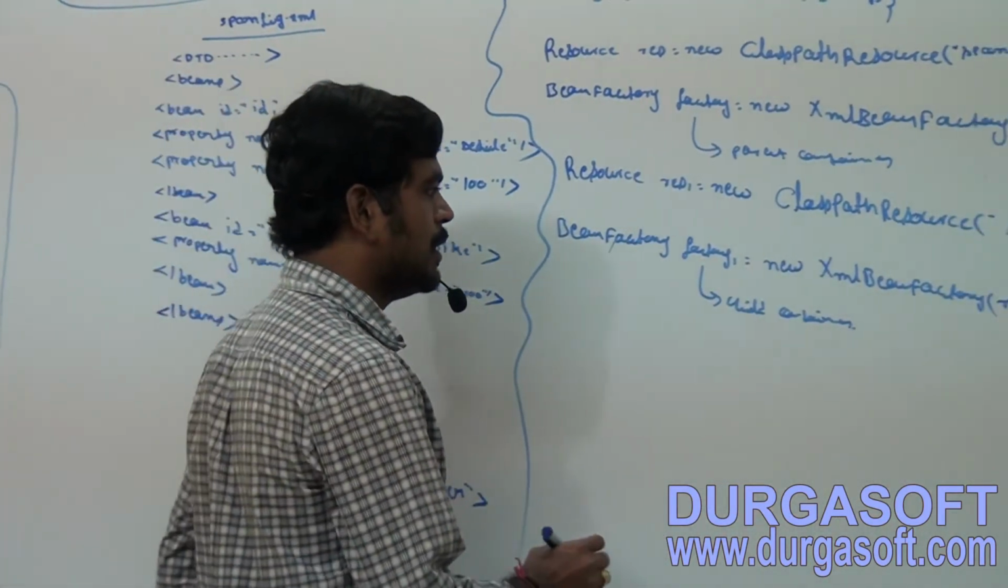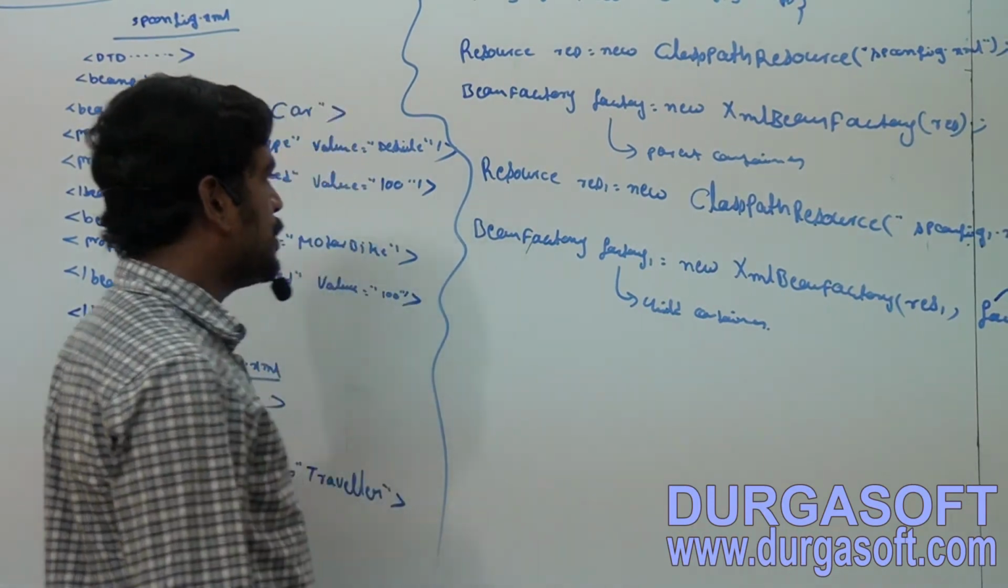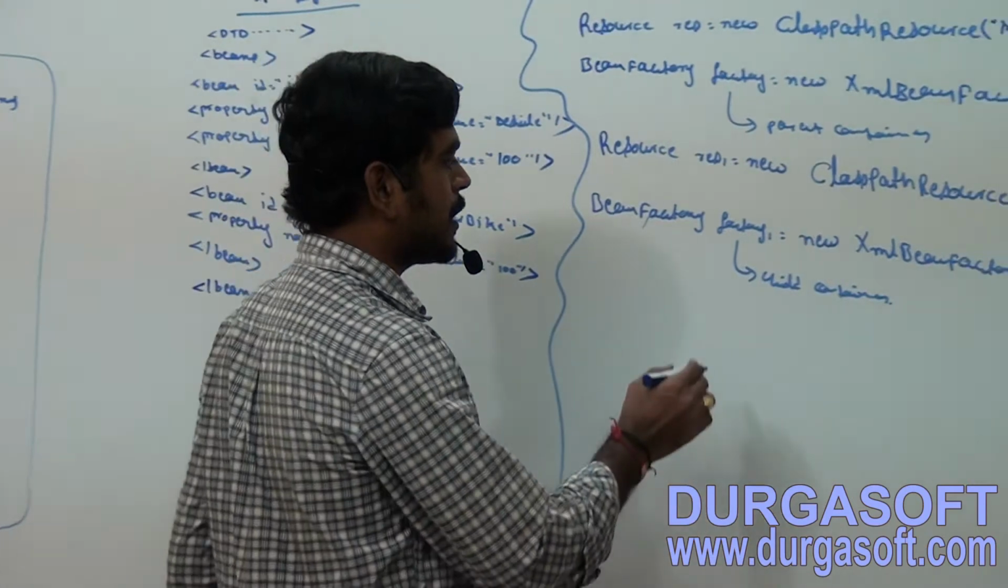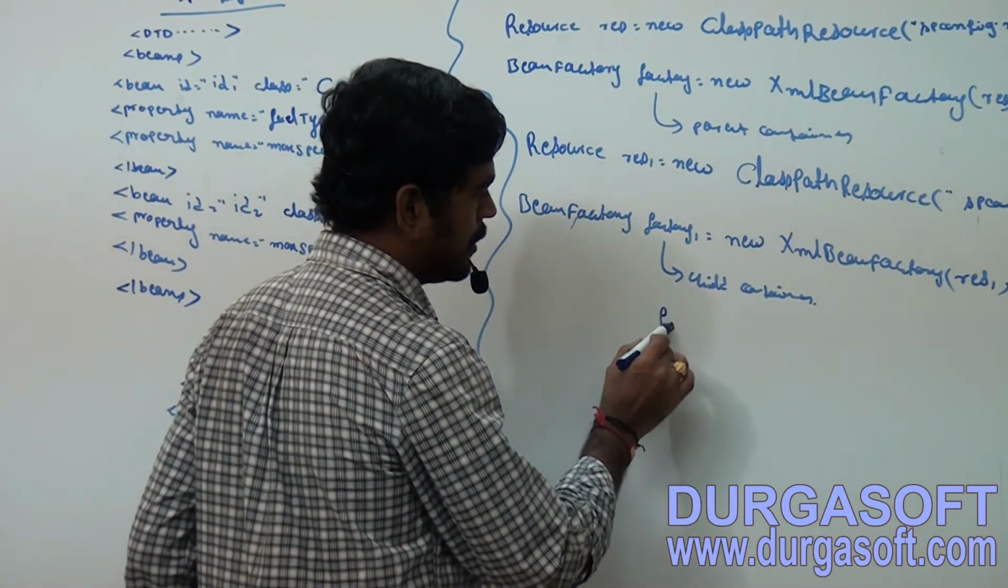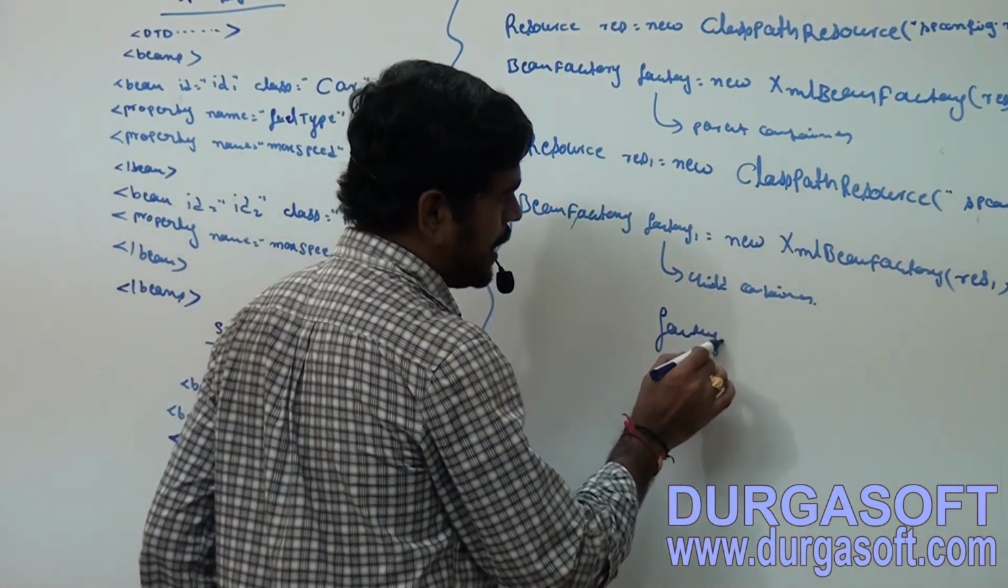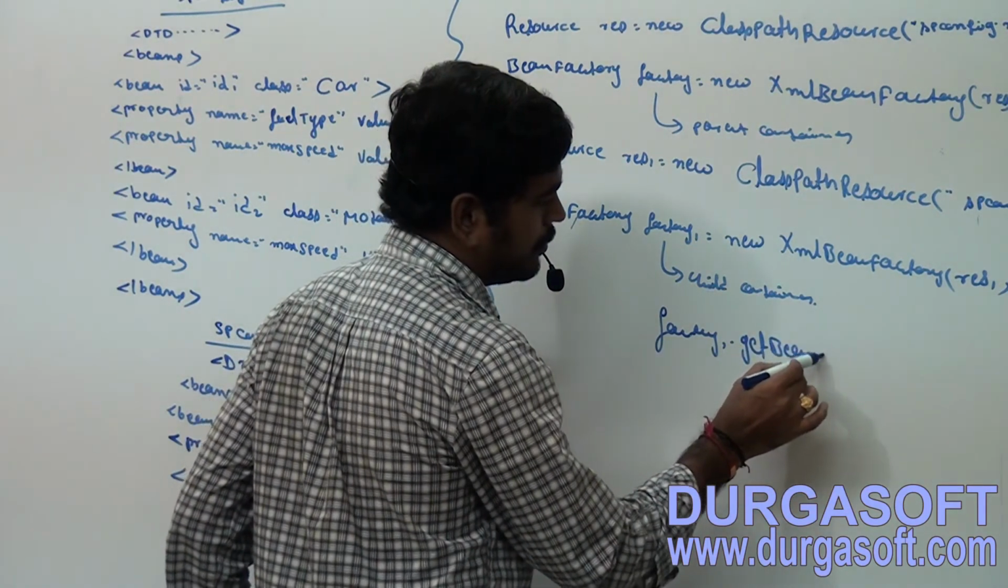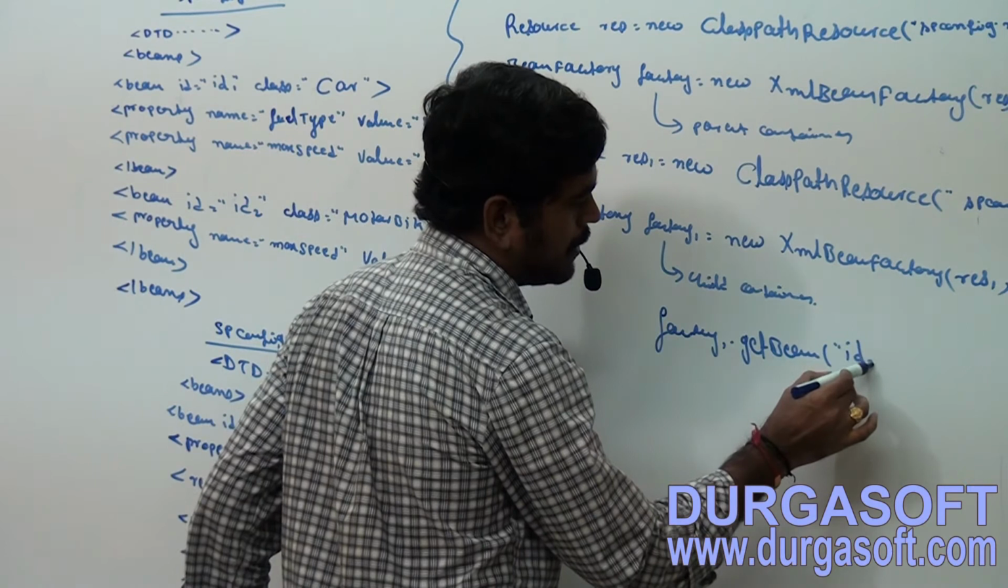After that, we need to get which class object? I want to get the Traveler class object. If you want to get the Traveler class object, then what do we have to do? factory1.getBean of ID3.